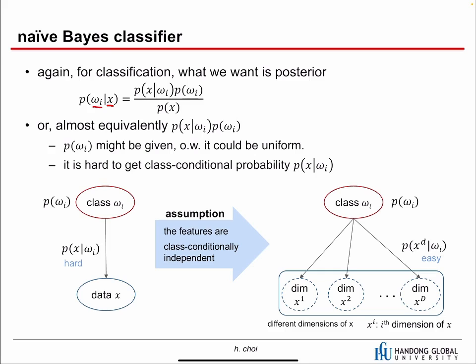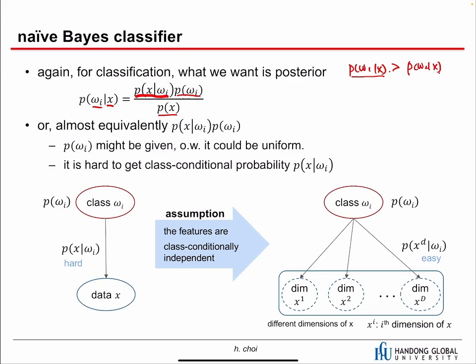And when we have two classes, omega 1 and omega 2, then this one says the probability of class 1 given x, and this one says the probability of class 2 given x. So depending on these two values, if the probability of class 1 is greater than class 2, then x can be classified into class 1. Based on the Bayes rule, we have likelihood, we have prior, and we have the partition function p of x.